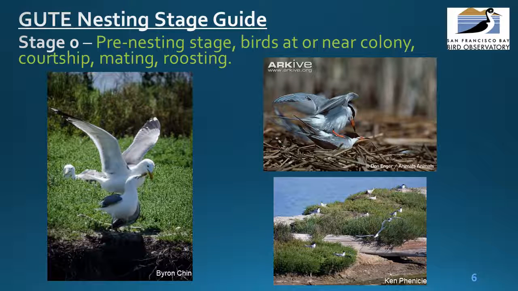In addition to identifying species, you will also have to identify different stages of nesting. There are several behaviors and characteristics to look out for when you're in the field. At stage 0, the birds will be at the pre-nesting stage. You will see the birds at or near the colony using displays of courtship such as rituals to attract a mate, such as dancing or building nests, mating, or roosting, which is sitting or resting in a location.